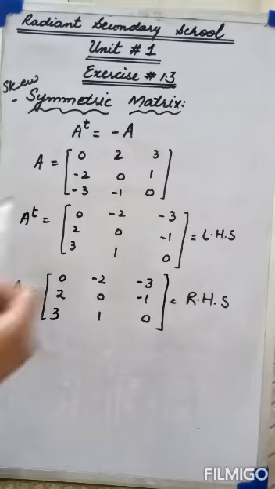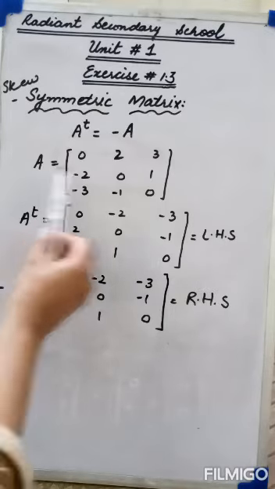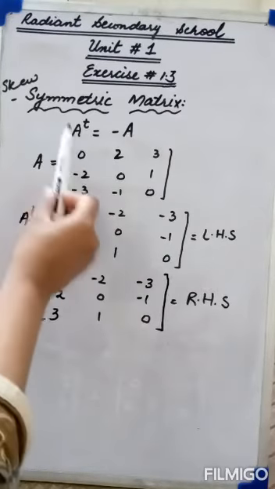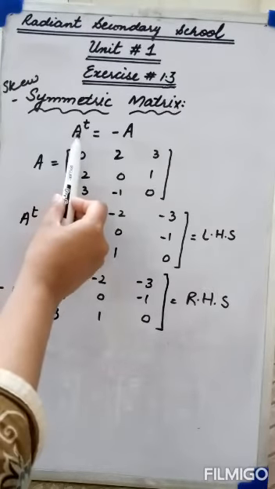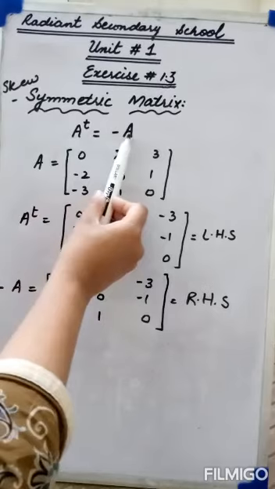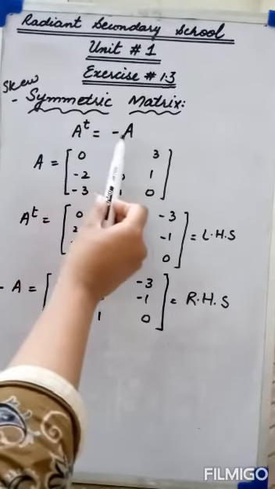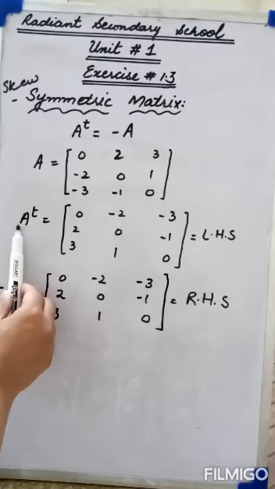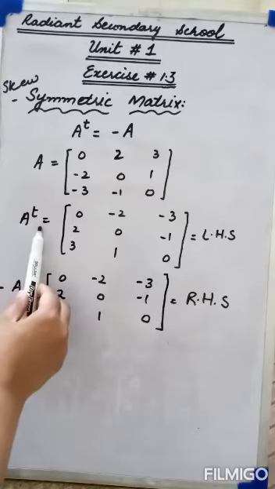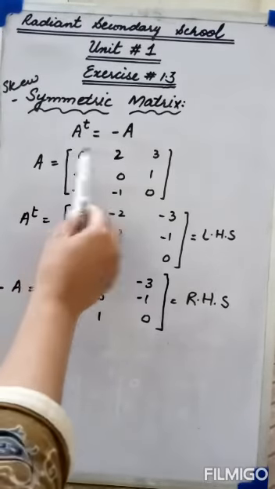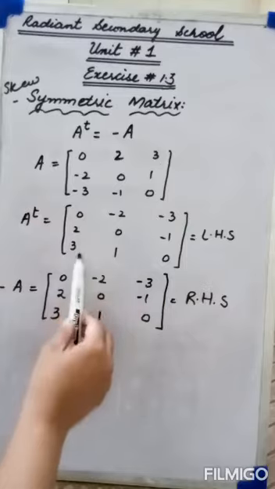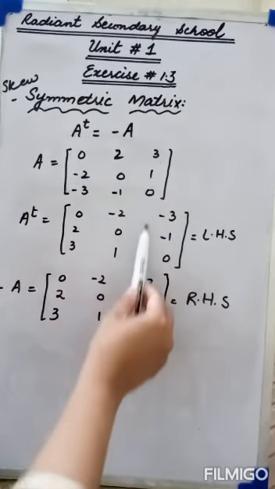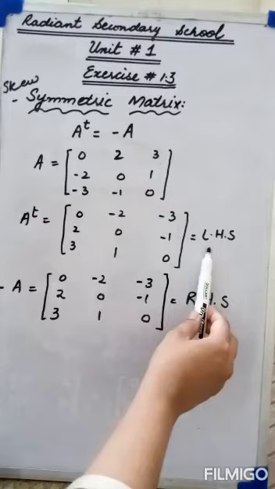Suppose we are having the matrix A. You can see these are the entries of the matrix A, and for skew symmetric we have this condition. The transpose of that matrix should be equal to the negative of itself. So this is the left hand side and this is the right hand side. I have solved the left hand side first. A transpose means I have taken the transpose, like I have written this row in the form of a column, this row in the form of a column, this row in the form of a column, right? This is the left hand side.